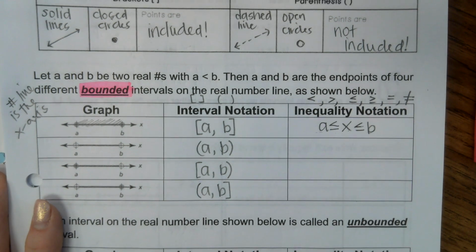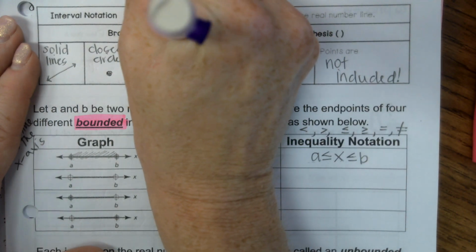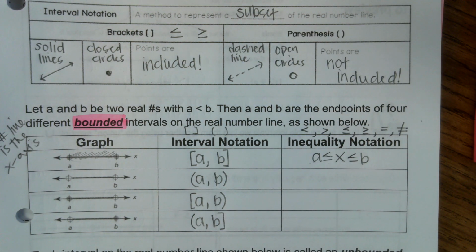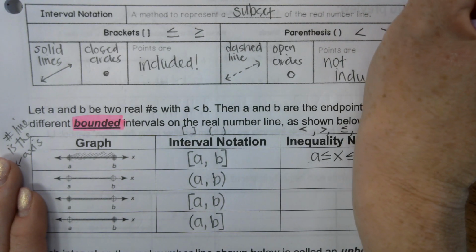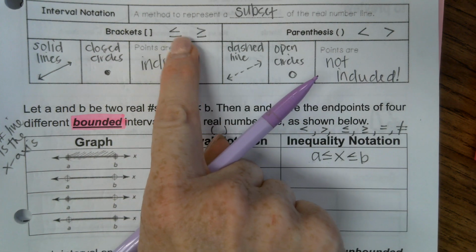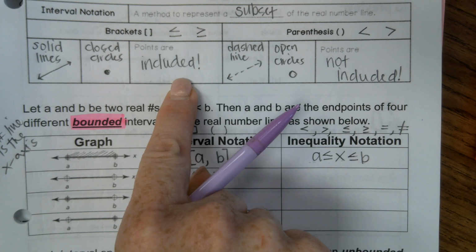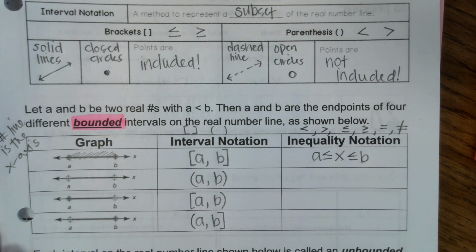Okay? Now, I'm going to come up here, and with the brackets, I'm going to put the less than or equal to and greater than or equal to symbols here. And for parentheses, I'm going to put the less than or greater than. The equal to part here shows me that that number is included, but it doesn't have the equal part here, so it's not included. Okay?